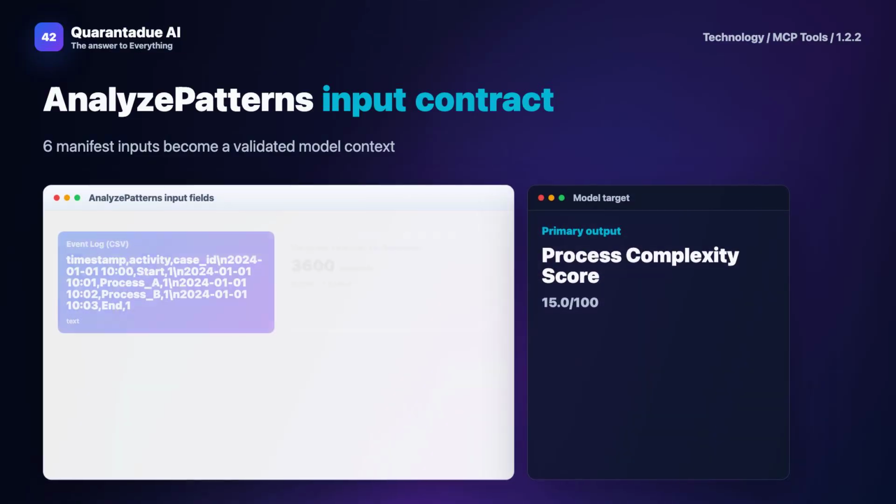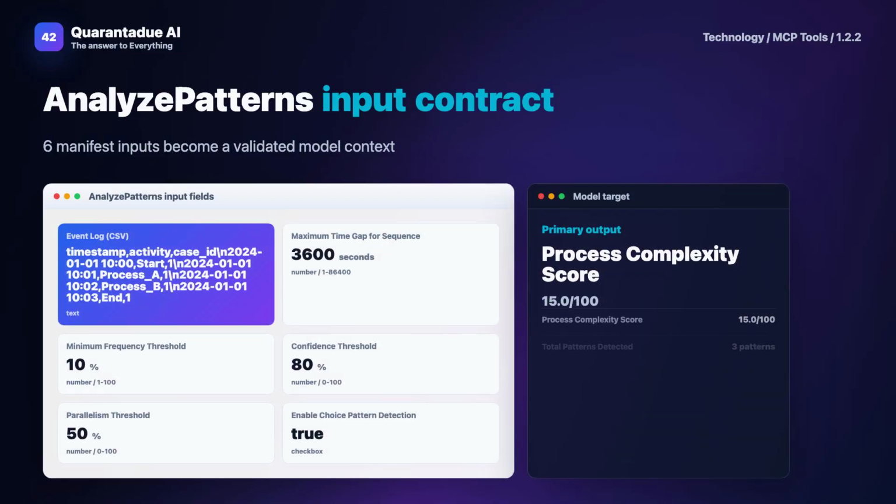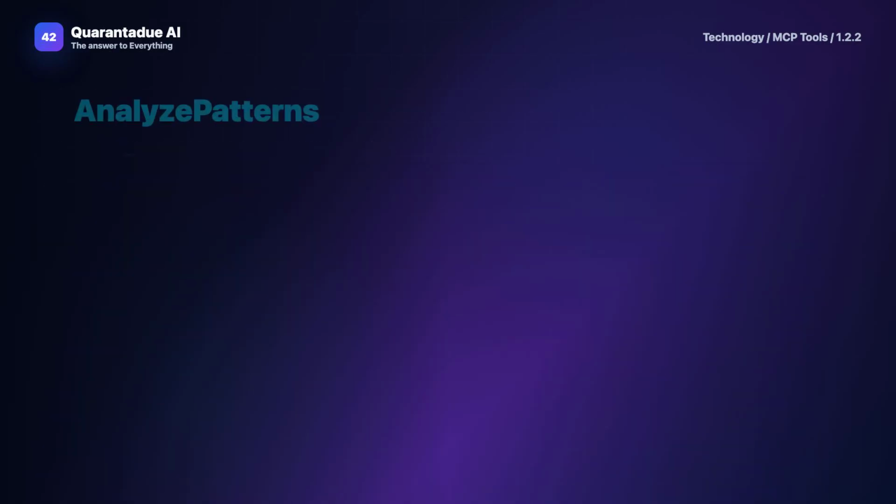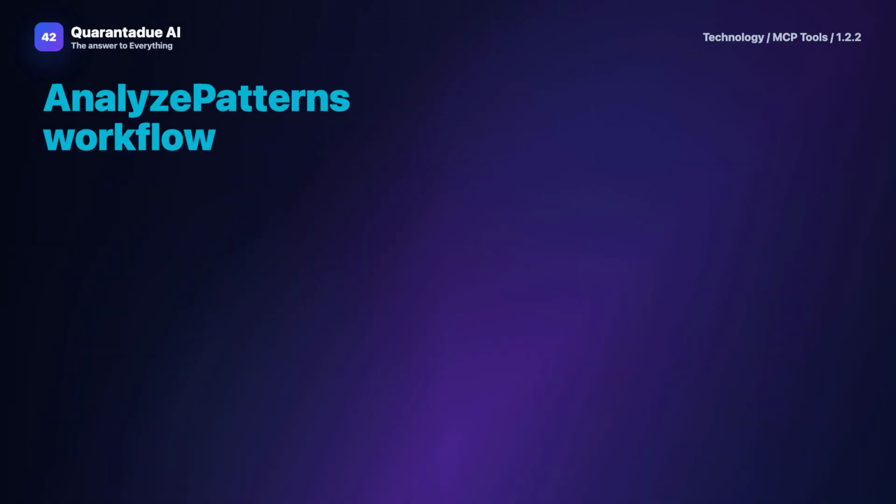The workflow then applies: calculate the directly follows frequency matrix by counting how often each activity directly follows another within the specified time window across all cases. Detect control flow patterns from the frequency matrix by applying minimum frequency, confidence, and parallelism thresholds. Identify sequences, parallel relations, and exclusive choices.